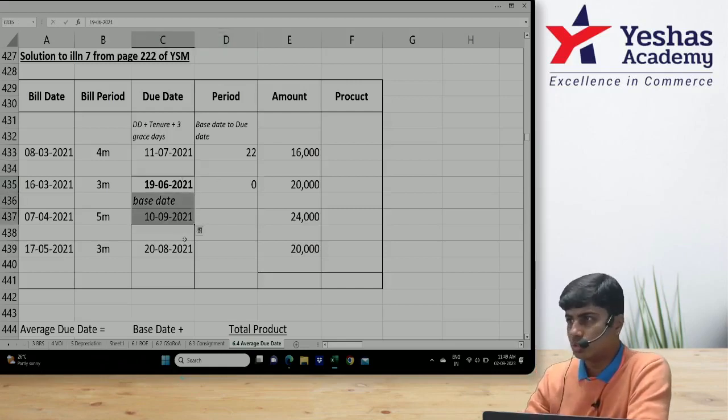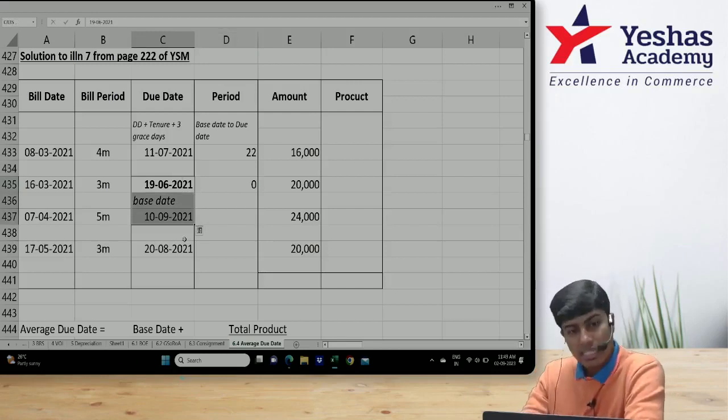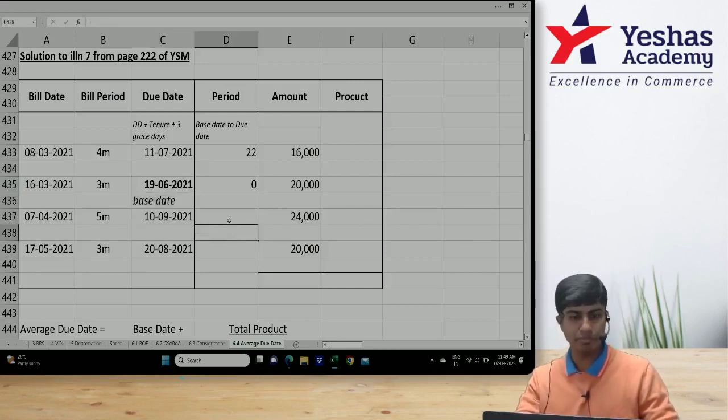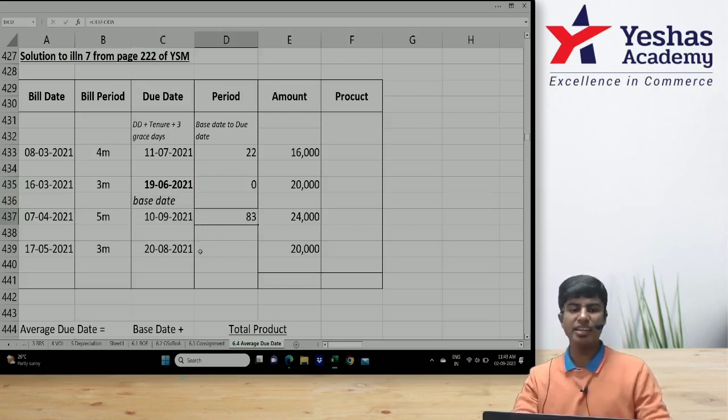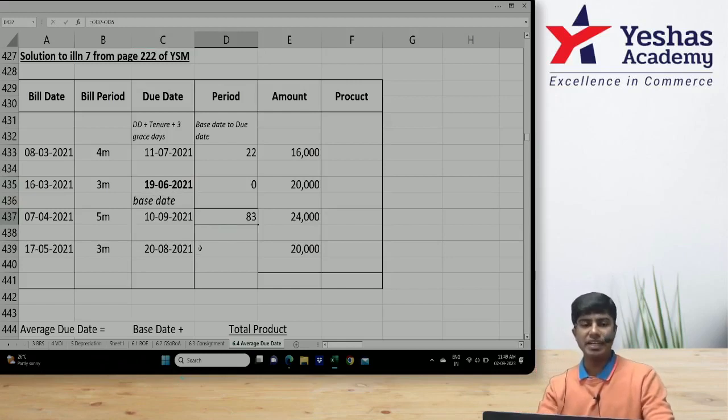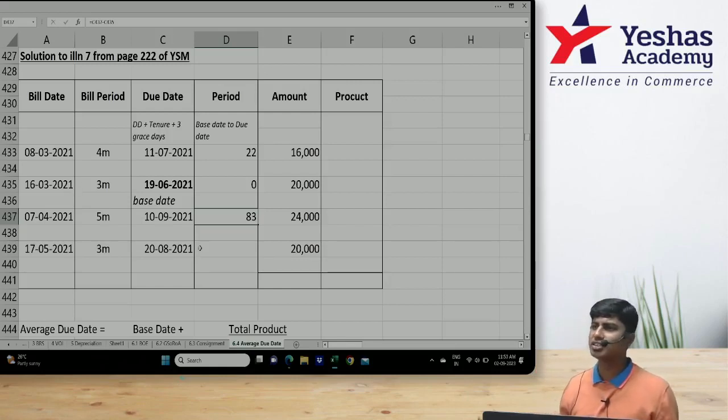11 days in June, 31 days in July, 31 days in August plus 10 days in September. 83. 11 days in June plus 31 days in July plus 31 days in August plus 10 days in September. I am asking till 10th of September. You are telling till 20th of August, 60.